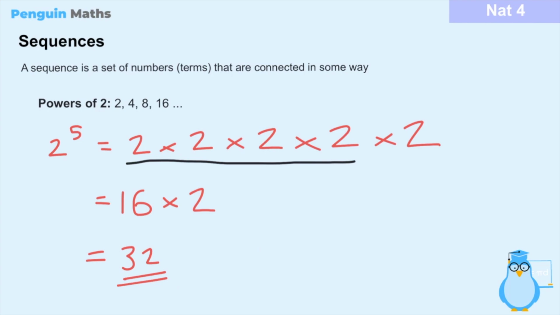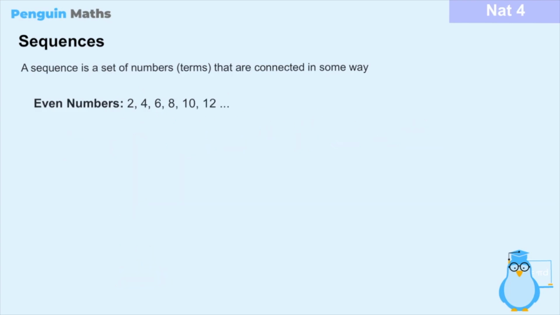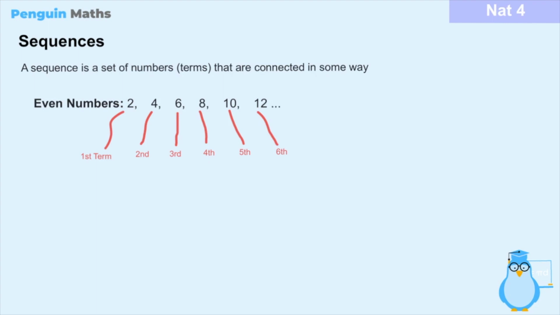So we have to learn to recognise patterns and how these numbers are connected within a sequence in order to generate the next term. So going back to the even number sequence, we're going to have a closer look at each term. To put it simply, because 2 is the first number in this sequence, it's simply denoted as the first term, and then 4 is the second term. We have the third term, fourth, fifth, and the 6th. So this sequence here consists of 6 terms.